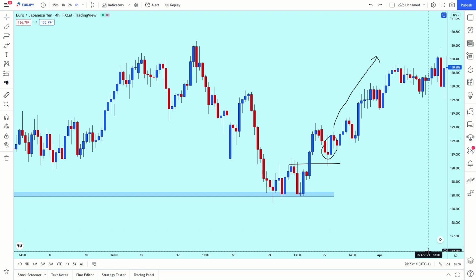The one thing that you should remember is that these patterns do not work every time and that you should combine them with the other tools.